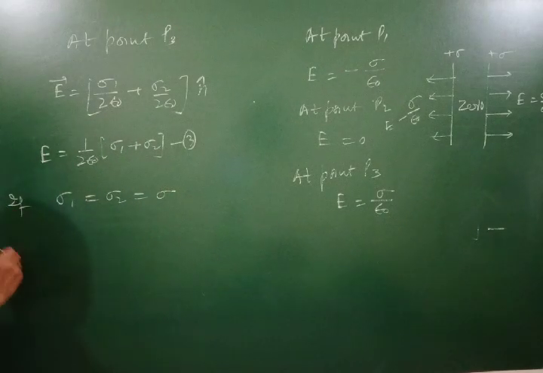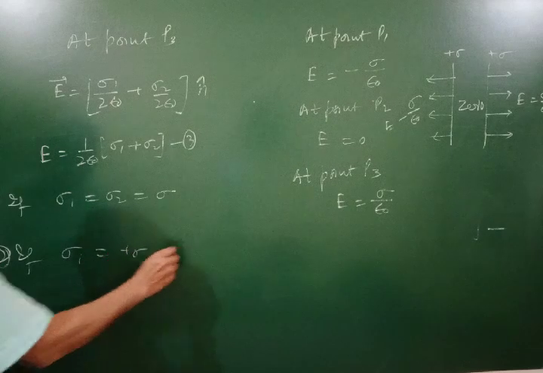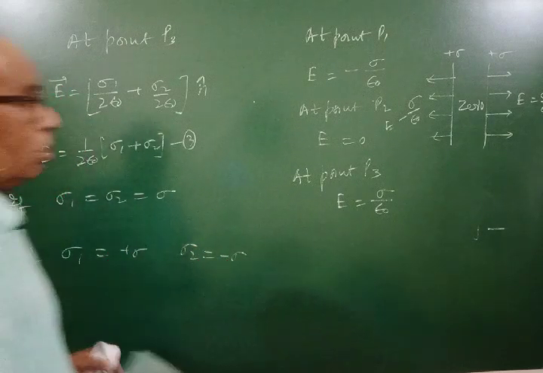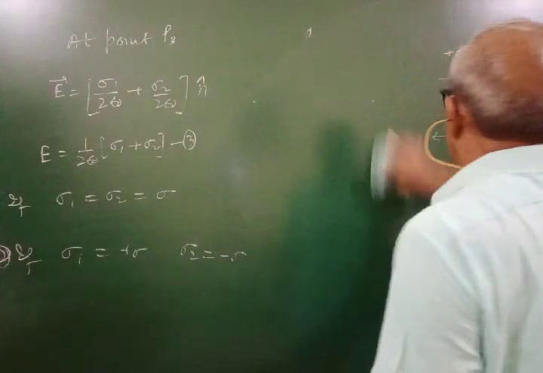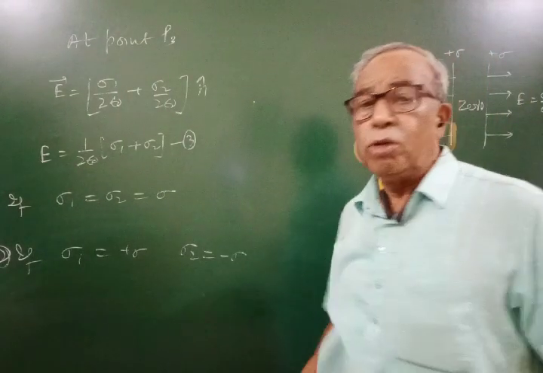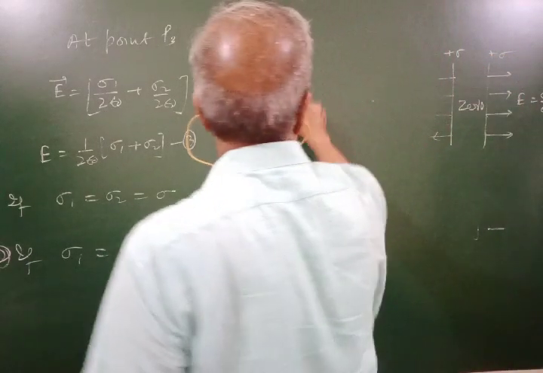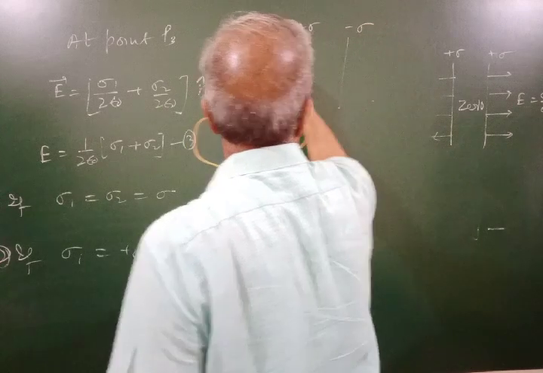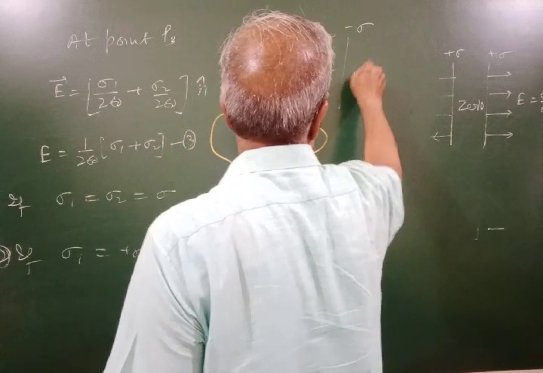Condition 2 is: if sigma 1 is equal to plus sigma and sigma 2 is equal to minus sigma, then the field at points P1, P2, P3. You remember where points P1, P2, P3 are? Here the plates are present, plus sigma and minus sigma. Point P1 here, point P2 here, point P3 here.